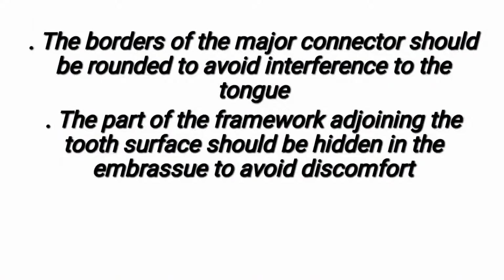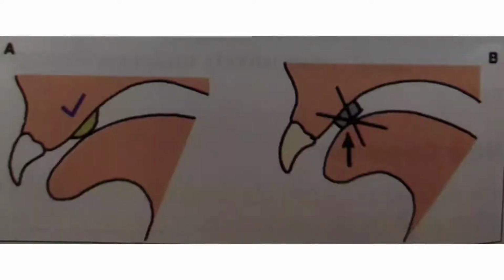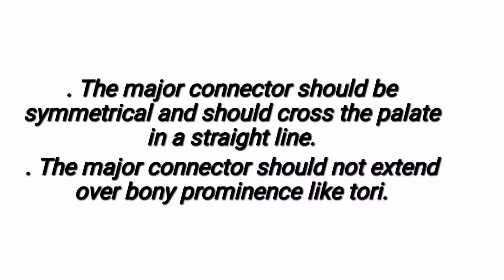Now, the border of the major connector should be rounded to avoid interference to the tongue. The part of the framework adjoining the tooth surface should be hidden in the embrasure to avoid discomfort. You can see this in this diagram. Now, the major connector should be symmetrical and should cross the palate in a straight line. It should not extend over a bony prominence like tori.